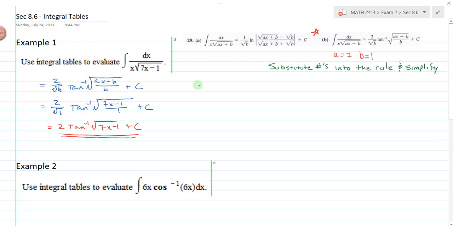And if this were a test problem, I would want you to tell me that you used Rule 29b. Always tell me which rule you use. Now, this table is not the exact table that goes with your book.